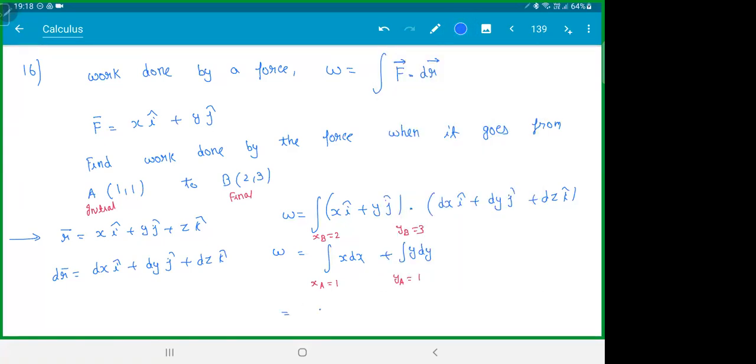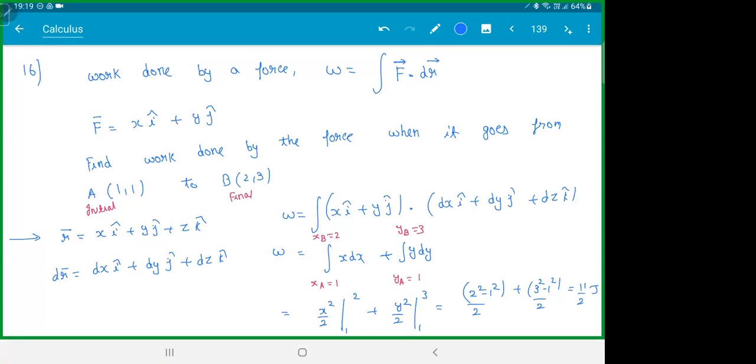So this integration would be x square by 2, with limits going from 1 to 2. Remember, it's a scalar quantity. This will be y square by 2, with limits from 1 to 3. Substitute: 2 square minus 1 square by 2 plus 3 square minus 1 square by 2. That would be 11 by 2 joules.